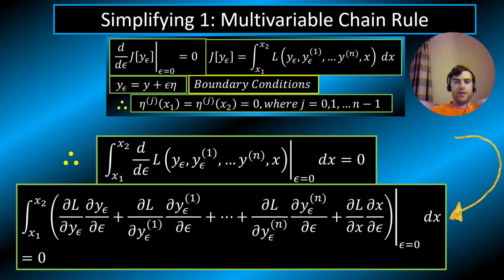Alright, so let us begin simplifying. The first step is to use the multivariable chain rule to expand this stuff in here. And we do it by taking each and every possible path to epsilon and adding them together. And then we also take the path from L to epsilon through x as well. So we take all possible paths.